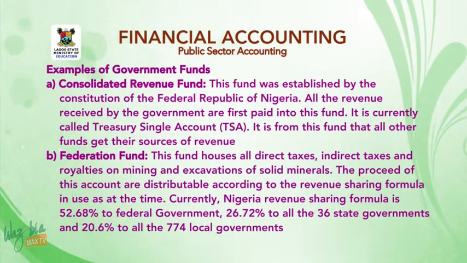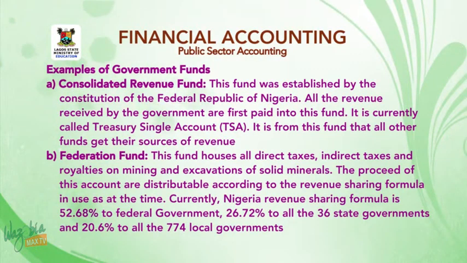Examples of government funds. 1. Consolidated Revenue Fund. This fund was established by the Constitution of the Federal Republic of Nigeria. All the revenue received by the government are first paid into this fund. It is currently called the Treasury Single Account, TSA. It is from this fund that all other funds get their sources of revenue.